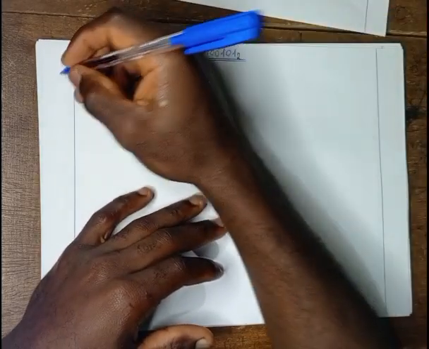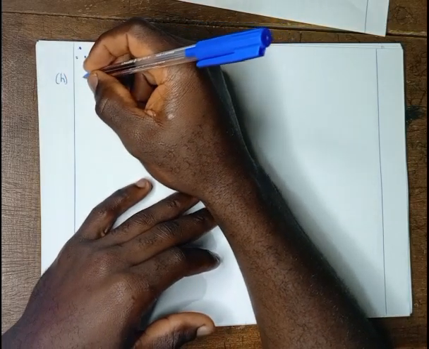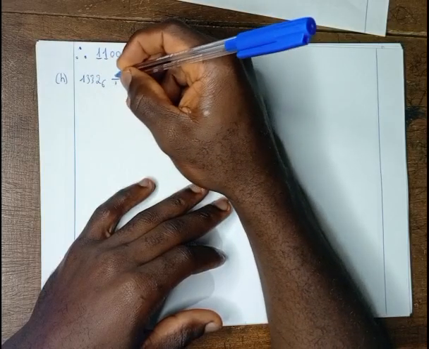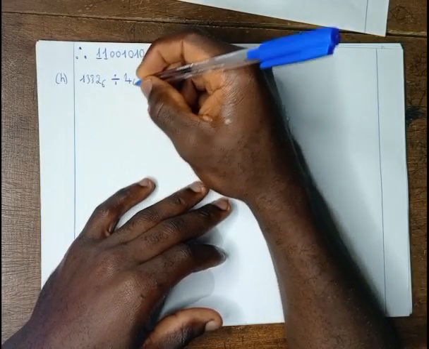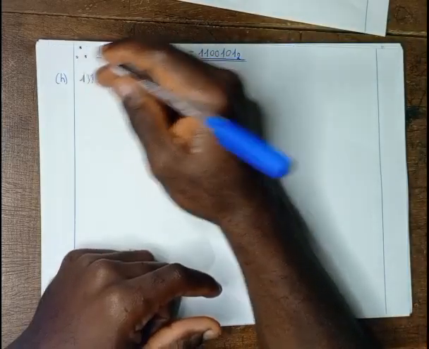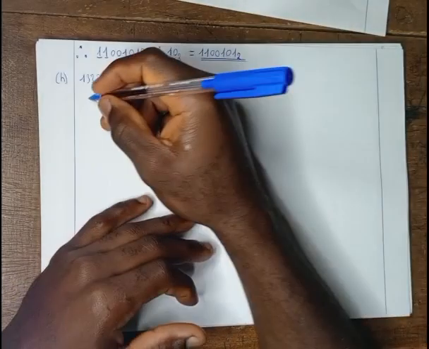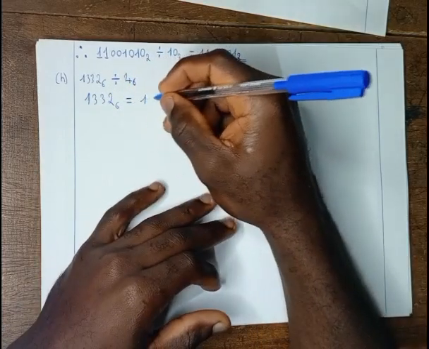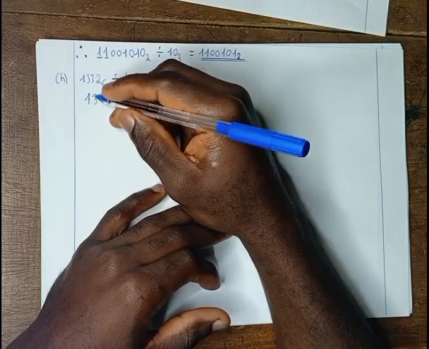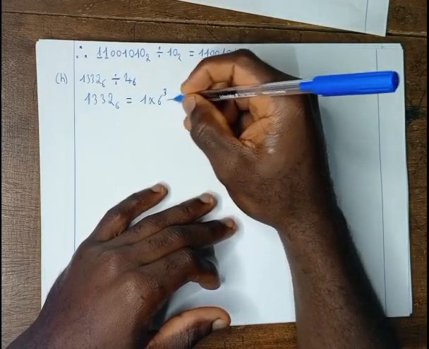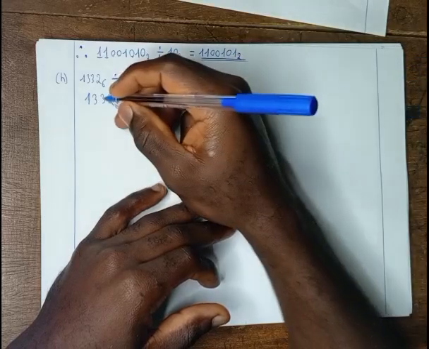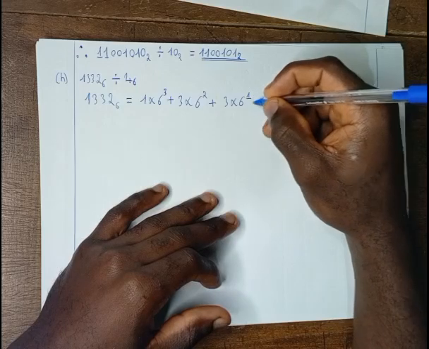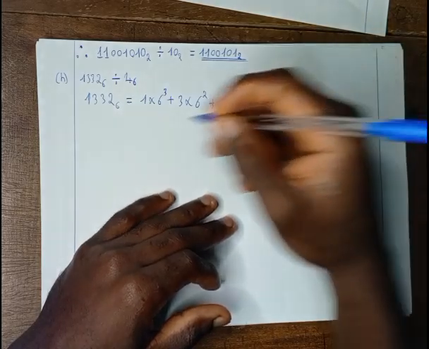Next, now we go to the last question. H. For H, we have 1, 3, 3, 2 in base 6 divided by 4 in base 6. First thing, we have to convert these two numbers to base 10. Take the first one, 1, 3, 3, 2 in base 6 will simply be equal to 1 times 6 raised to the power 3, plus 3 times 6 raised to the power 2, plus 3 times 6 raised to the power 1, plus 2 times 6 raised to the power 0.